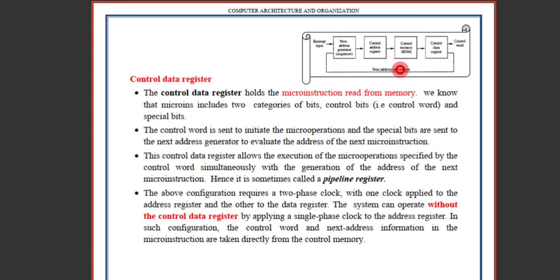The system can also operate without the control data register by applying a single phase clock to the control address register. In such a configuration, the control word and the next address information in the micro instruction are taken directly from the control memory.